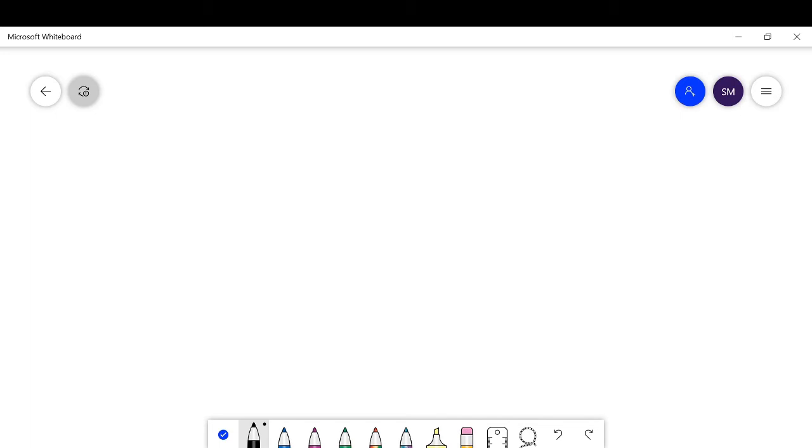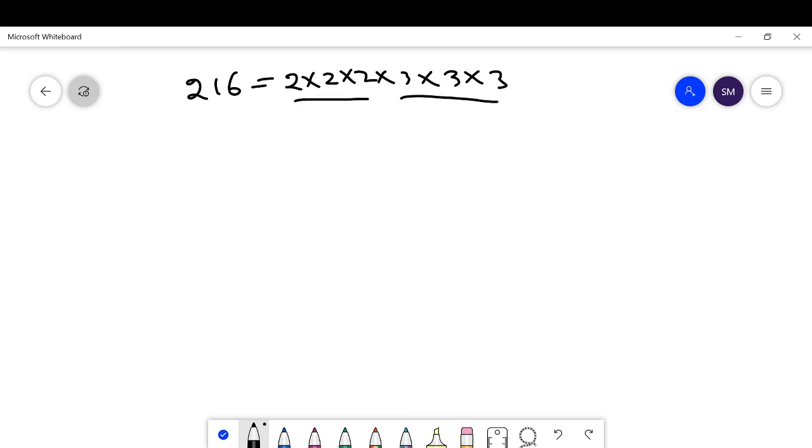Then how can we say a number is a perfect cube? A number is a perfect cube when it is the cube of a natural number. Take 216. Prime factorize it. We get 2 into 2 into 2 into 3 into 3 into 3. Then make the triplets. When we find the cube root, take a single number from each triplet. You have to find the cube root of 216.